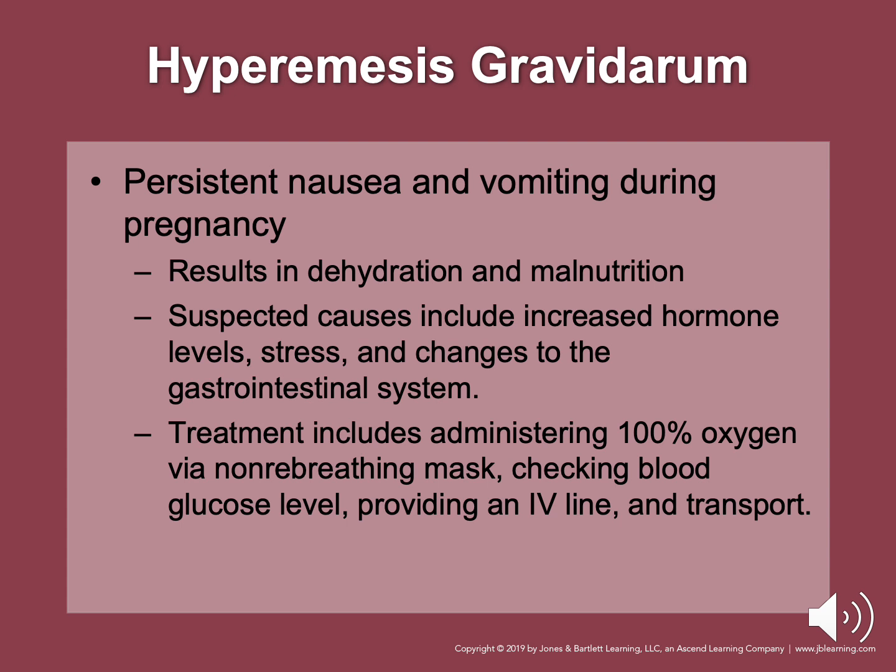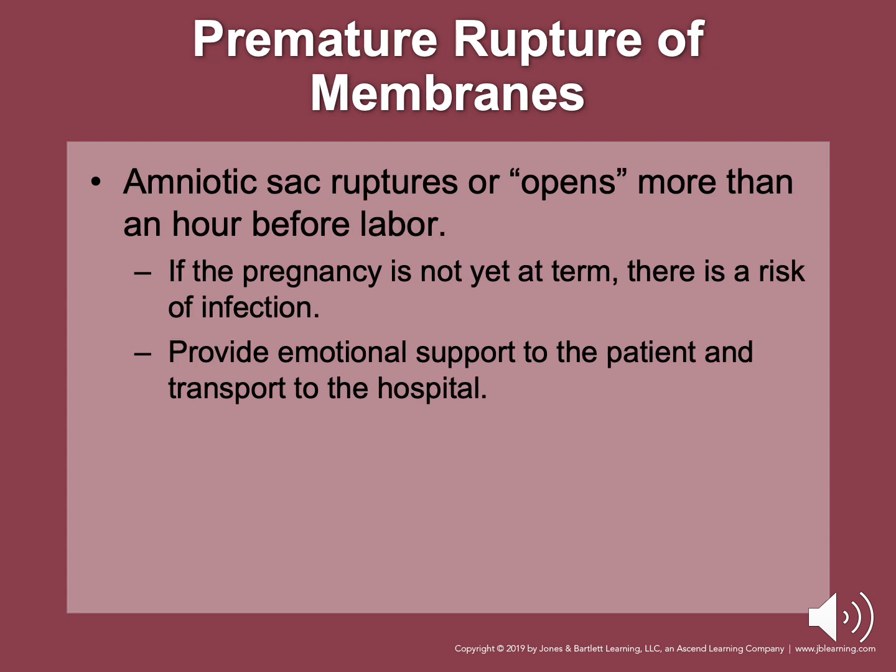Premature rupture of membranes: the amniotic sac ruptures or opens more than an hour before labor. If the pregnancy is not yet at term, there is a risk for infection. Provide emotional support to the patient in transport.